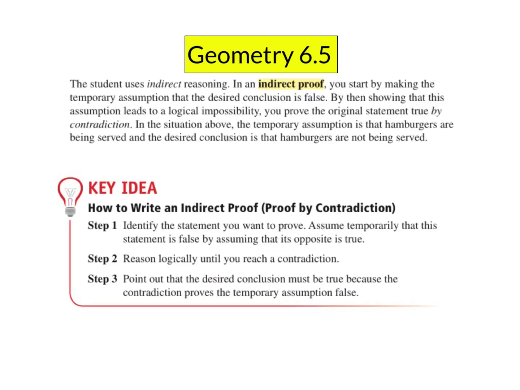Welcome to 6.5. This is indirect proofs. You start by making the temporary assumption that the desired conclusion is false. Instead of assuming what you're trying to prove is true, you assume it's false.